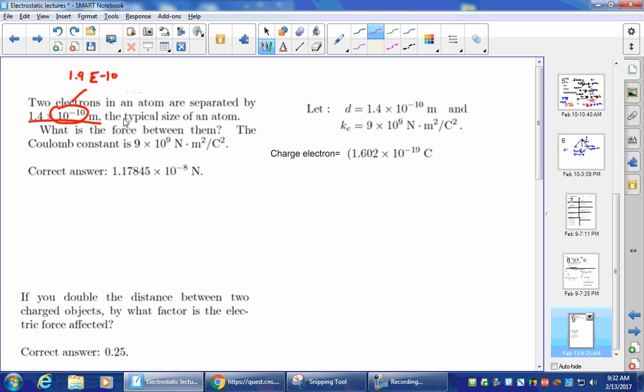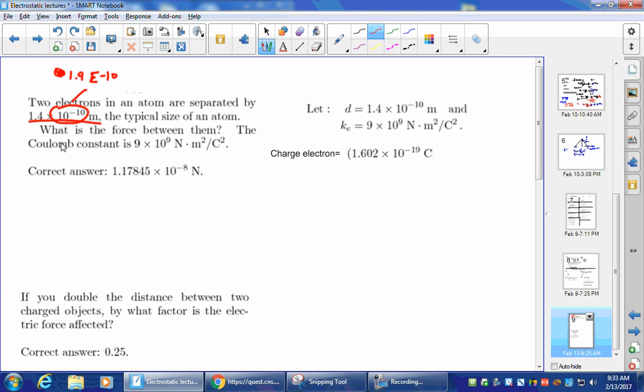The typical size of an atom, right? So we're talking about the atoms circling around the nucleus. What is the force between them, right? And we know that this is a repulsive force because they're electrons. Electrons have a negative charge. So they're going to have the exact same. But we don't need to worry about that for this problem, okay?